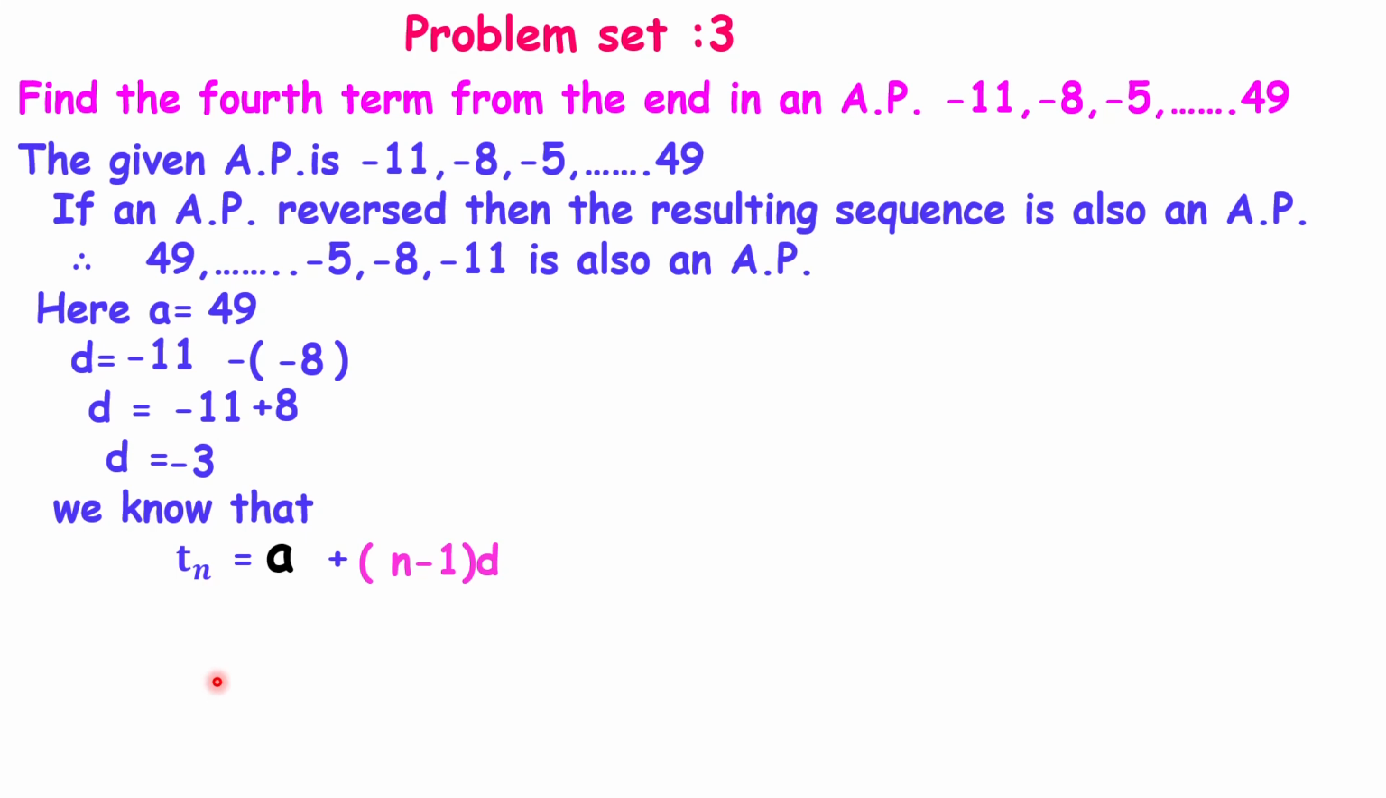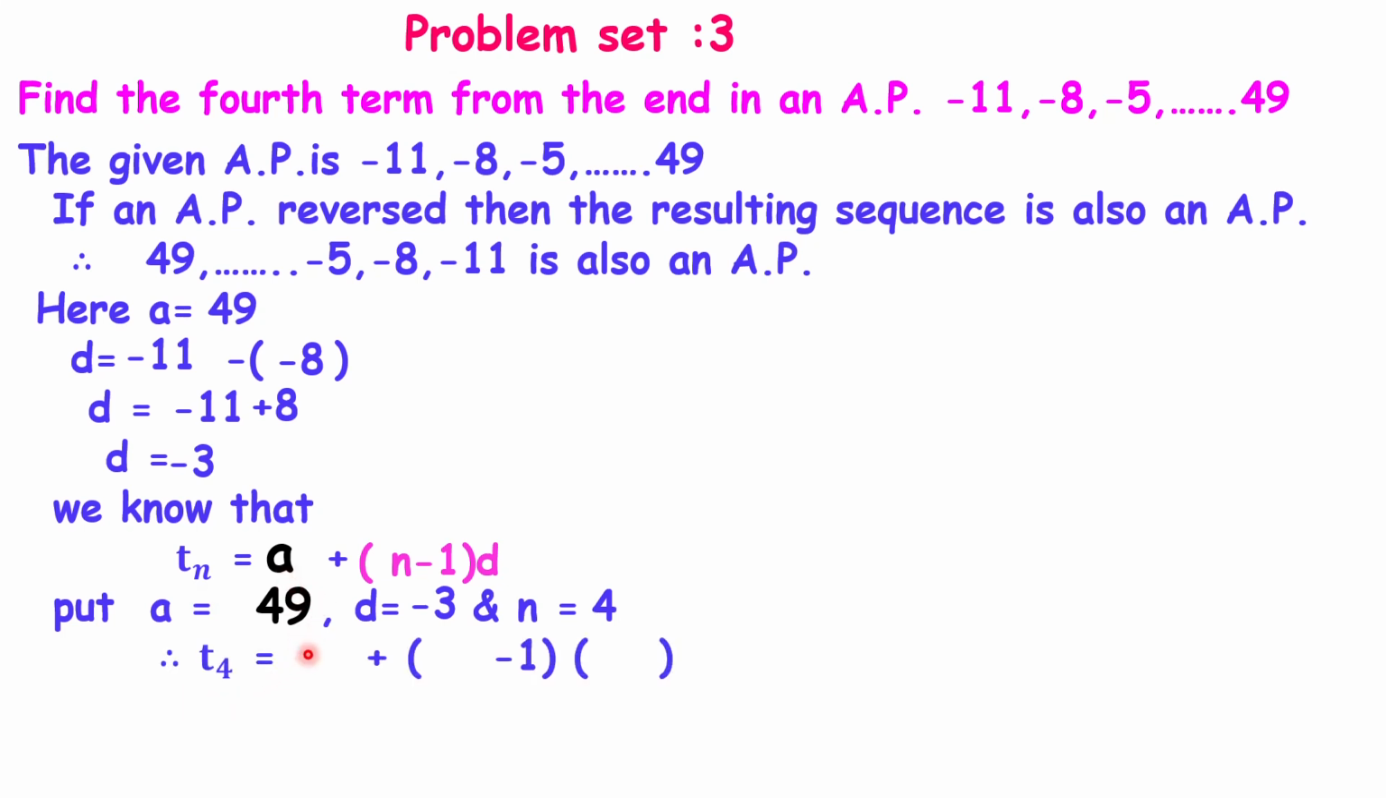We have to find out the fourth term, therefore put n is equal to 4. A is equal to how much? 49. D is equal to negative 3, n is equal to 4. We substitute this value in the above formula, we will get T4 is equal to value of A is 49 plus into bracket value of n is equal to 4 minus 1 as it is into value of D is negative 3. First we take subtraction of 4 and 1, we will get T4 is equal to 49 as it is plus 4 minus 1 is nothing but 3 into negative 3 as it is.